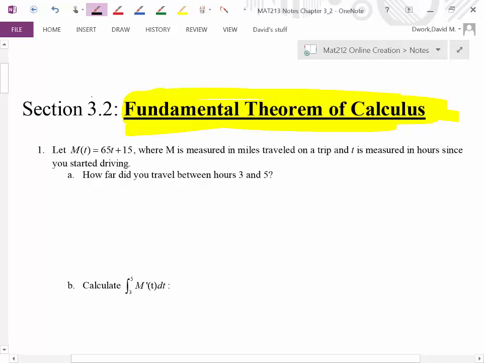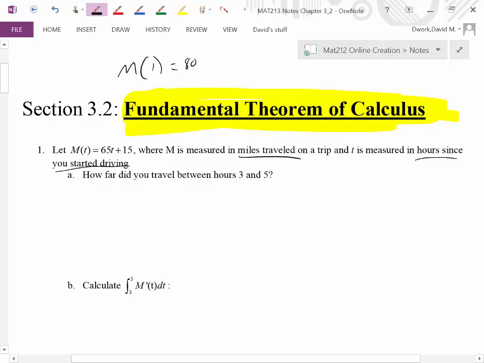We're going to figure out what the fundamental theorem of calculus is saying through a little bit of experimentation. So letting m of t equal 65t plus 15, where m is measured in miles traveled on a trip and t is measured in hours since you started driving. Okay, so we plug in the t, we get out an m. So for example, if I substituted in 1, what would that mean? Well, that would be 65 plus 15, so that'd be 80. So this would mean after traveling for 1 hour, we have gone 80 miles.